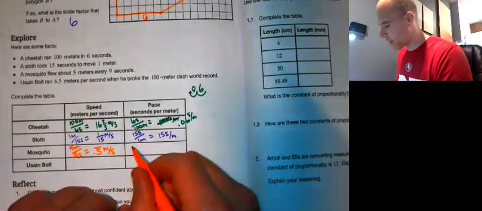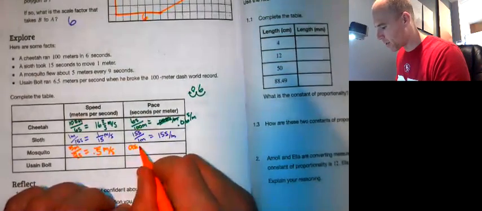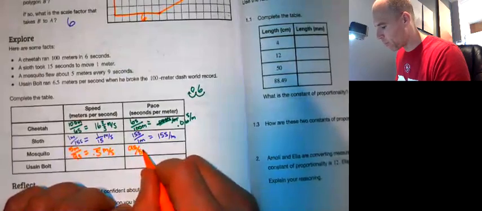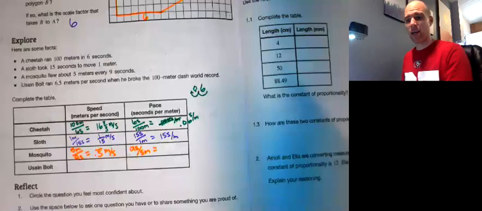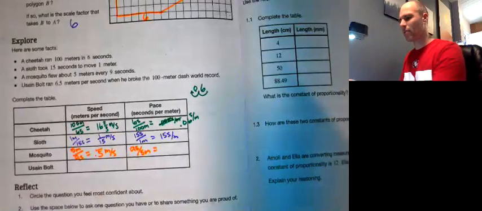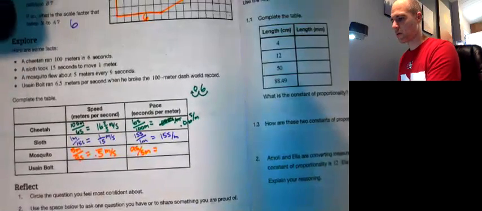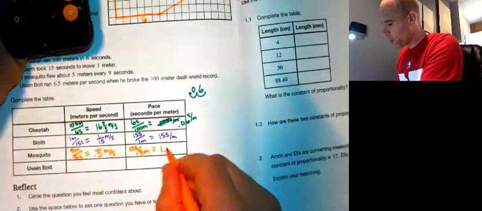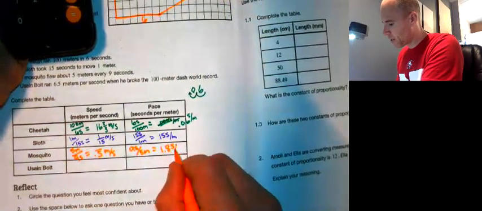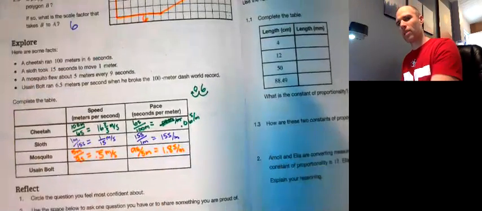And then if we do it the other way, 9 seconds for every 5 meters. So it's 9/5. 9 divided by 5 is 1.8. So 1.8 seconds per meter. It takes the mosquito about 1.8 seconds every time it travels a singular meter.